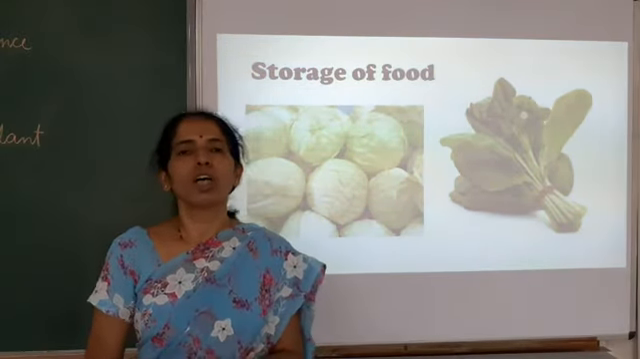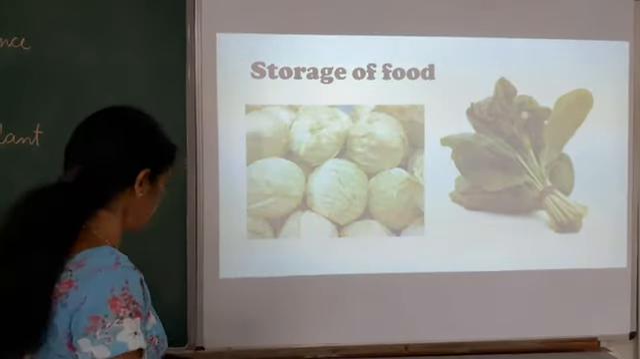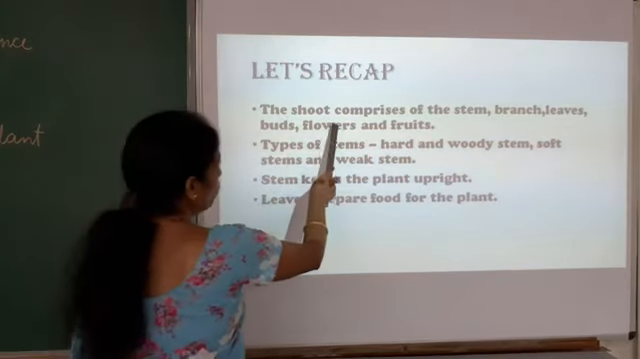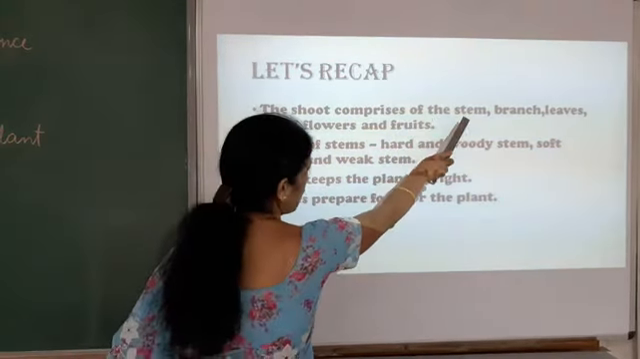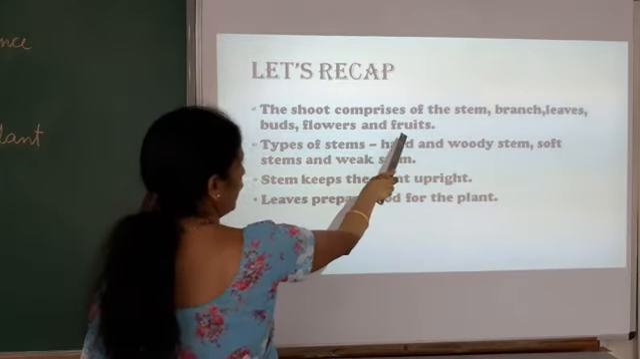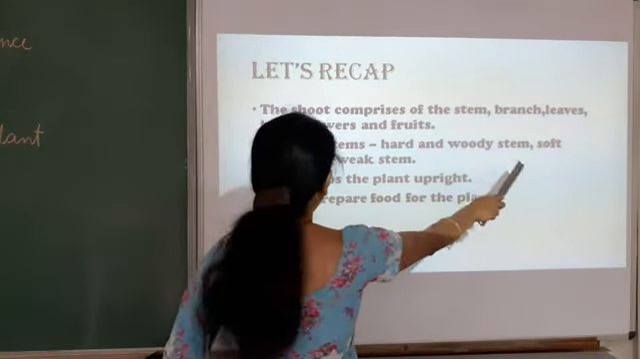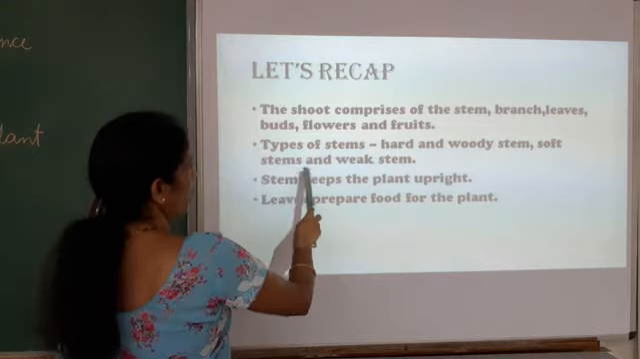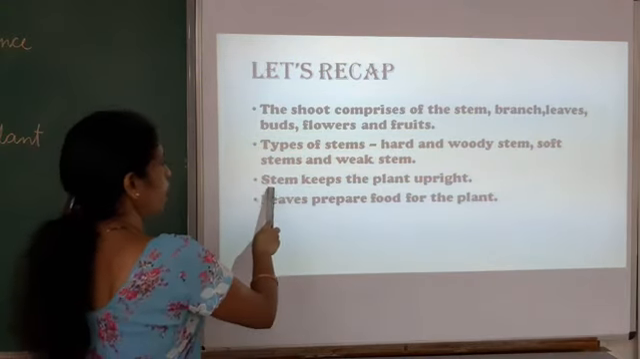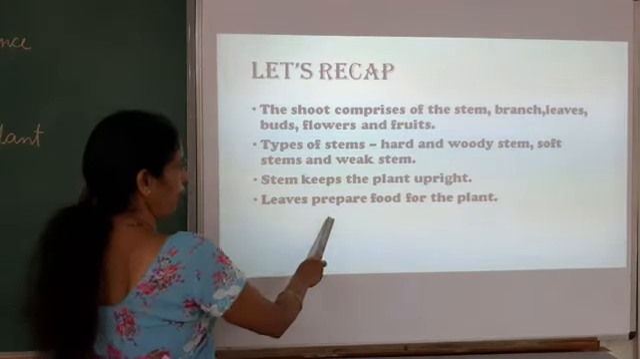Children, we have studied about the stem and we have studied about the leaf. Now let us recap what we have learned in this class. The shoot comprises the stem, branches, leaves, buds, and flowers. Types of stems: hard and woody stem, soft stem, and weak stem. The stem keeps the plant upright. Leaves prepare the food for the plant.